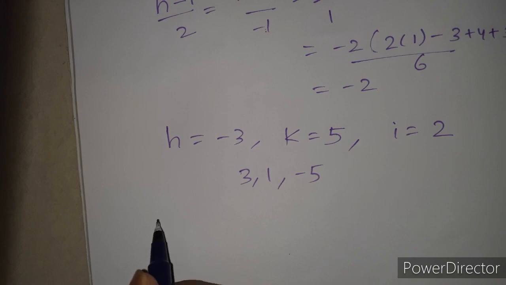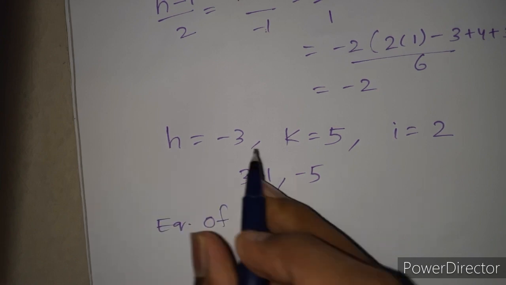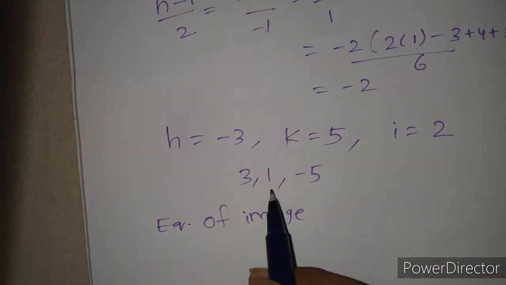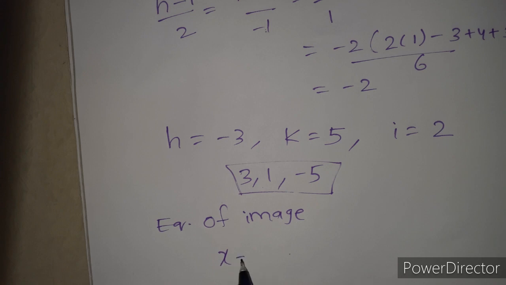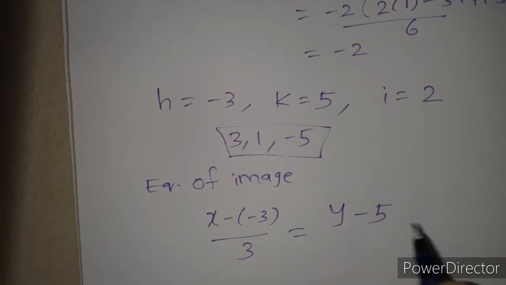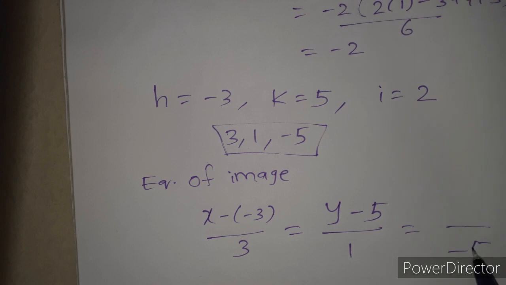So now we have the point and the direction ratios 3, 1, minus 5. So the equation of the image of the given line is passing through this point with these direction ratios, and we know we can write that passing through that point, and this is the equation of the image of the line with respect to that plane.